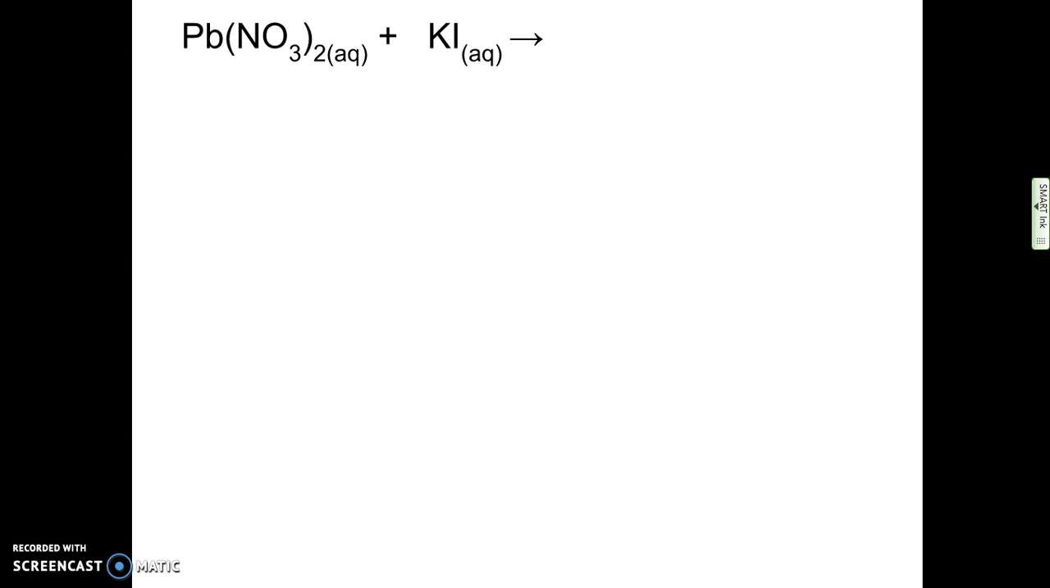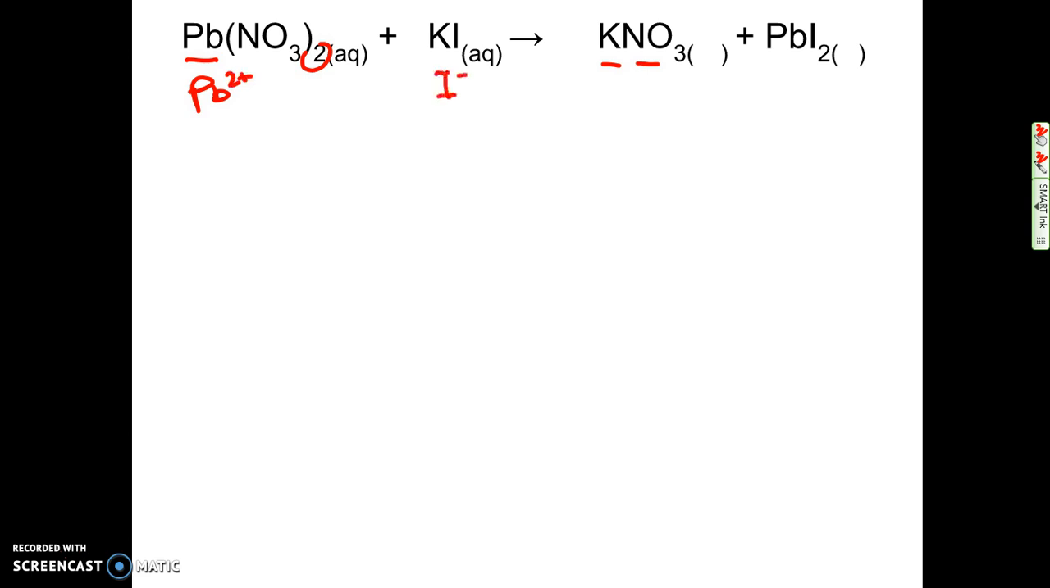So we are going to double replace lead 2 nitrate and potassium iodide. The potassium is a +1 ion and the nitrate is a -1 ion, that makes potassium nitrate look like that. The lead must be a +2 charge. I can tell because it's with 2 nitrates. So this is a lead 2. And it is going with an iodide. Iodides are -1 ions, so when I make lead 2 iodide, it looks like that. Okay, so we've got our products done.